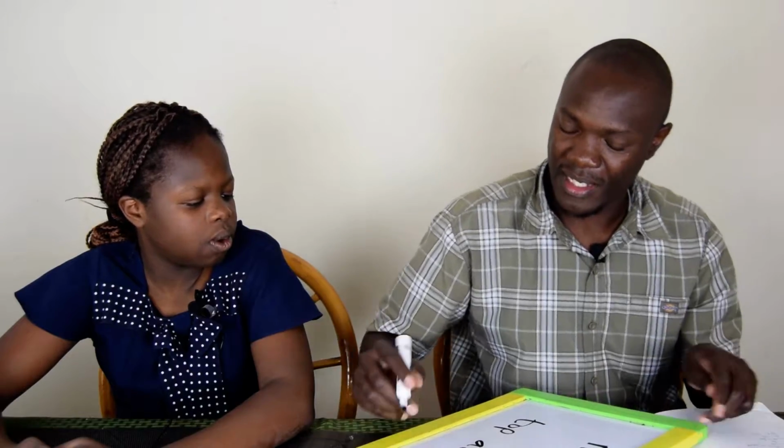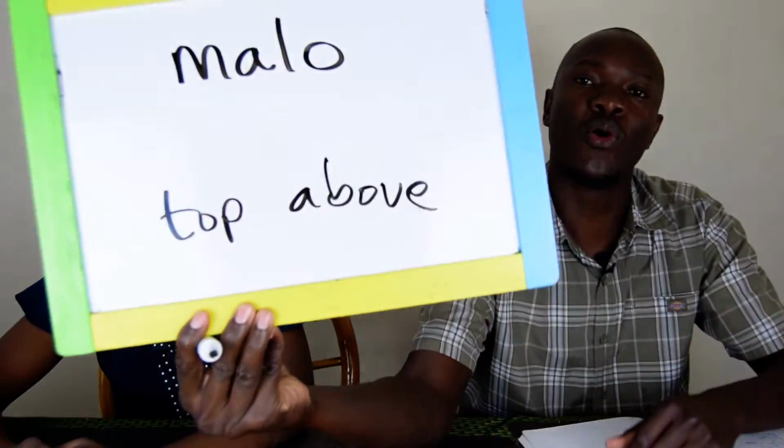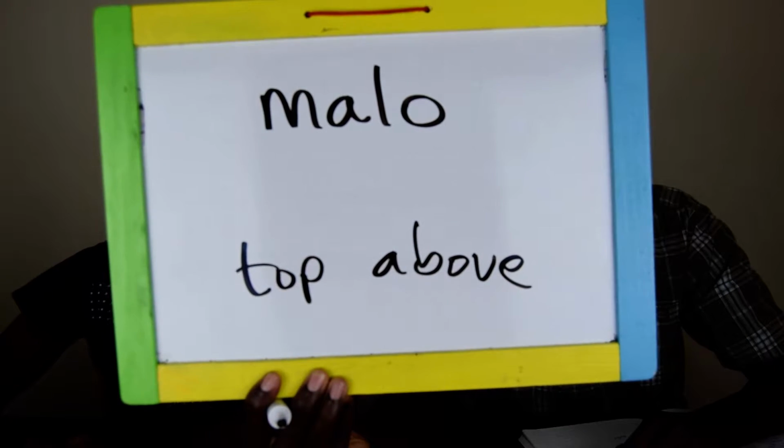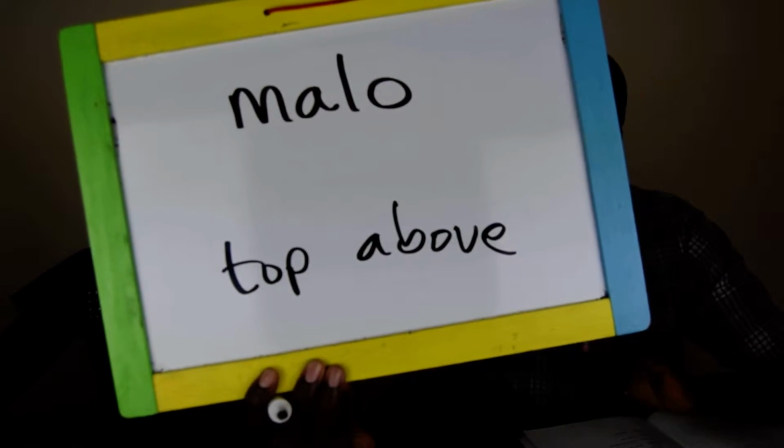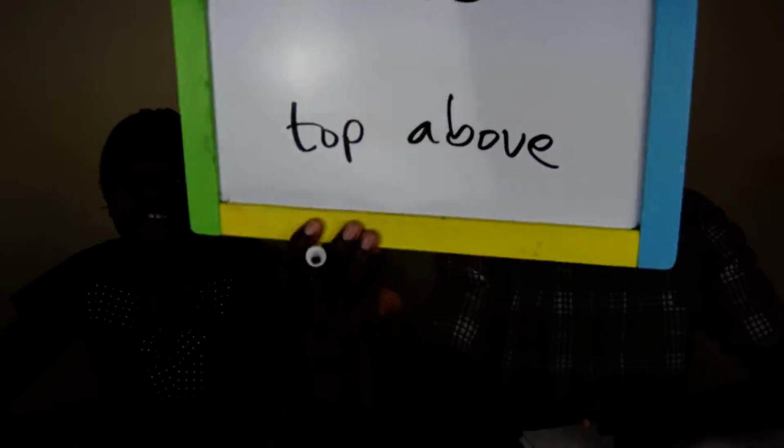The next one is Marlo. Say Marlo. On top, okay? On top of the roof. Example: I am on top of the roof.